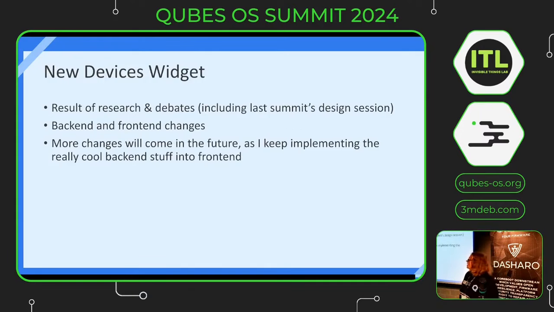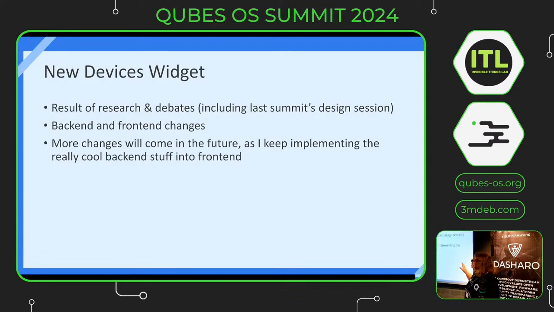So now I'm going to talk a bit about some changes that we've made and some changes that are coming. A big change is a new widget for handling devices. It's a result of user research, talking with people, and some debates, including last summit's design session. There are a lot of backend changes. I think Piotrek is going to be talking about the backend changes. Well, and Marek mentioned them definitely, so I'm not going to go into details here.